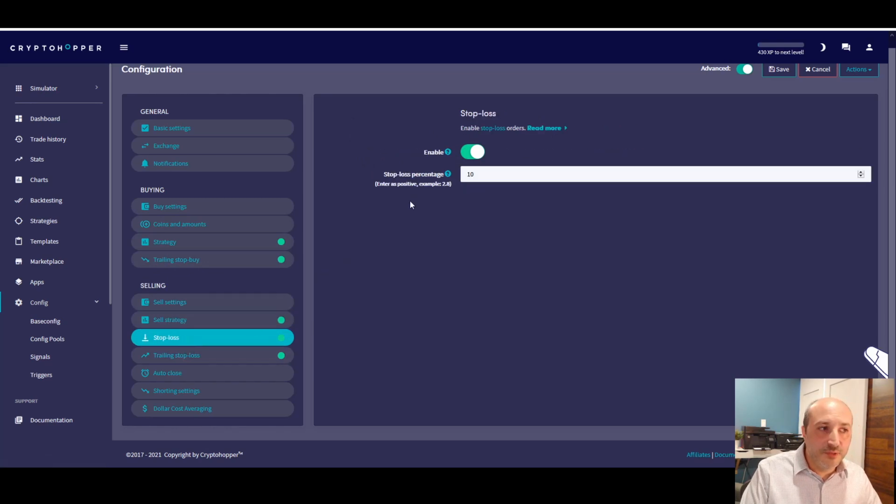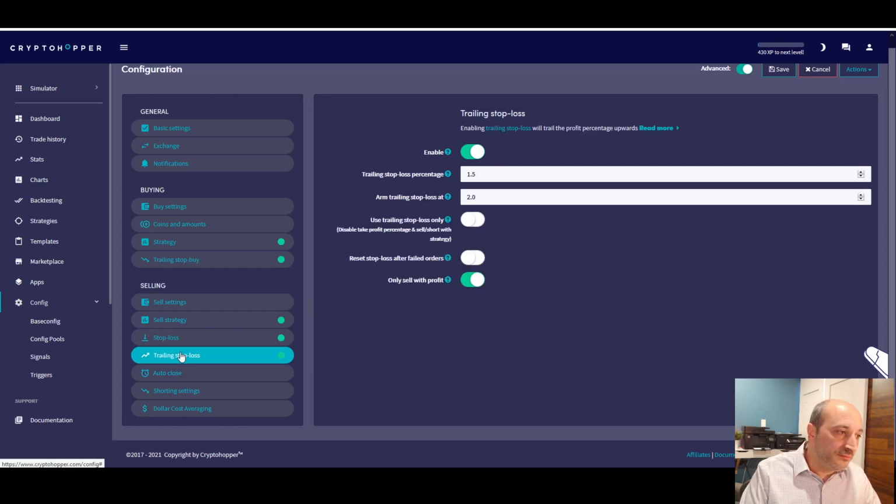Also stop loss, you can change your stop loss to 10% for this one, because since we're using a quicker time frame, we can lower the stop loss a little bit right here.